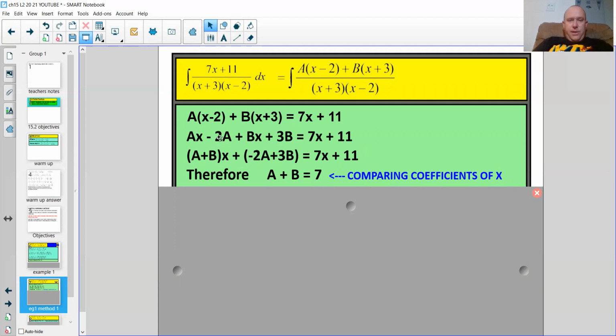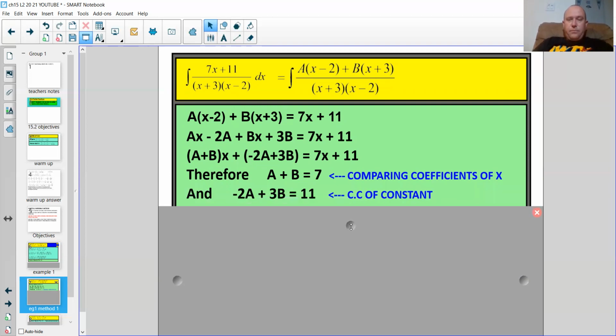Now, normally what I would actually do is do that straight from here. I would just distribute in my head and see what gives me an x. So I can see ax here, and I can see bx. So I would literally just write a plus b equals 7 straight away, and I probably wouldn't even do these 2 lines here. And similarly for the numbers, I can see a times negative 2 is negative 2a, b times 3 is 3b. So negative 2a plus 3b equals 11. And you can see that's the same thing that we have here.